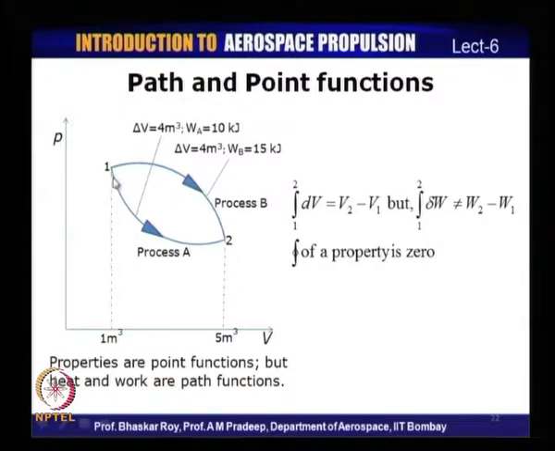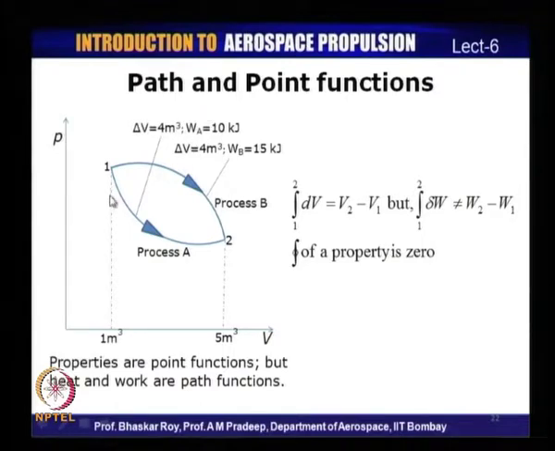In the first process, that is process A, we have a change in volume delta V, because the end states are the same in both the processes. The change in volume delta V is equal to 4 meter cube, as the initial volume was 1 meter cube and the final volume was 5 meter cube. The delta V change in volume is 4 meter cube for both the processes.